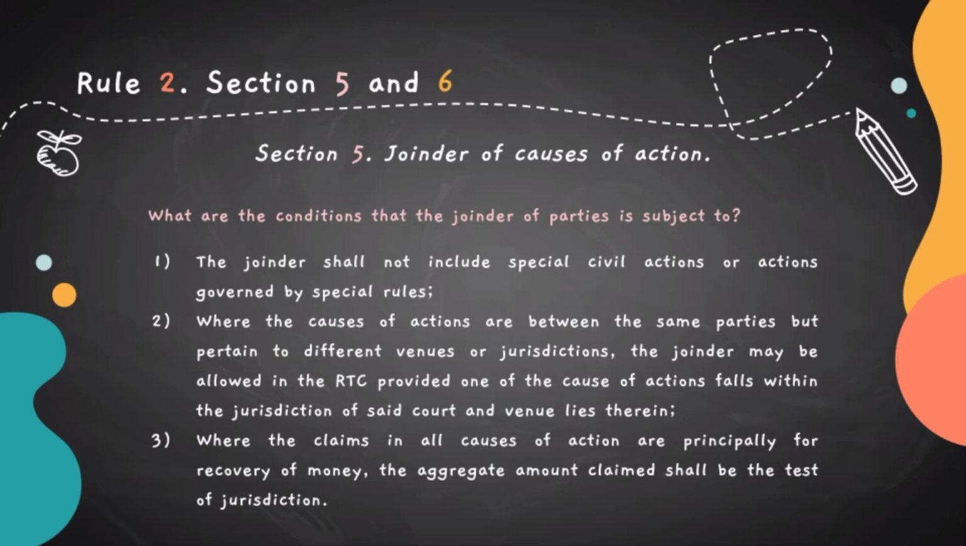The conditions that the joinder of parties is subject to are the following. 1. The joinder shall not include special civil actions or actions governed by special rules. 2. Where the causes of action are between the same parties but pertain to different venues or jurisdictions, the joinder may be allowed in the RTC provided one of the causes of action falls within the jurisdiction of said court and venue lies therein. 3. Where the claims in all causes of action are principally for recovery of money, the aggregate amount claimed shall be the test of jurisdiction.